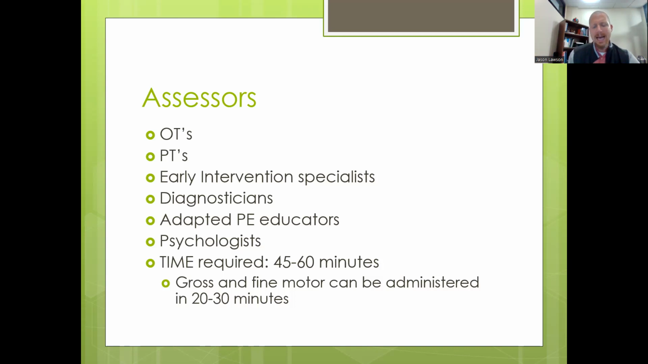They do say that in order to give it in its full entirety, it takes about 45 to 60 minutes. When you're just looking at the gross motor quotient or the fine motor quotient, they're saying that if you just do those sections of the assessment, each of those sections could take about 20 to 30 minutes.